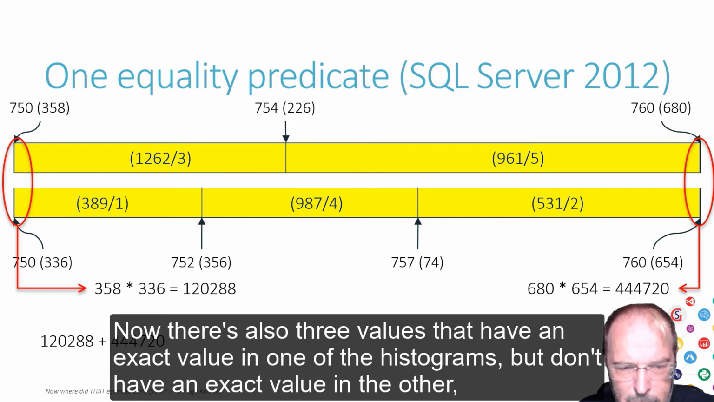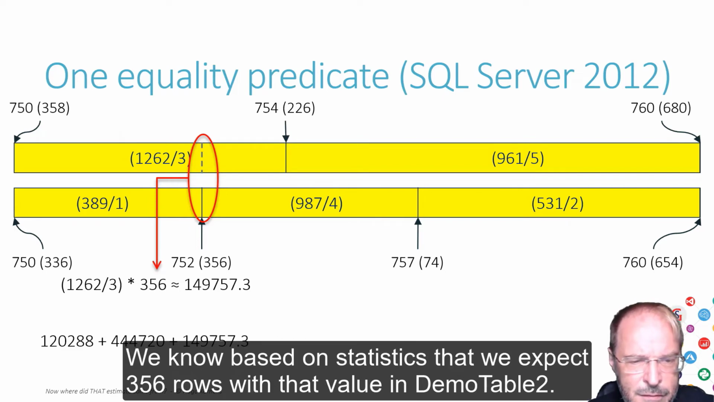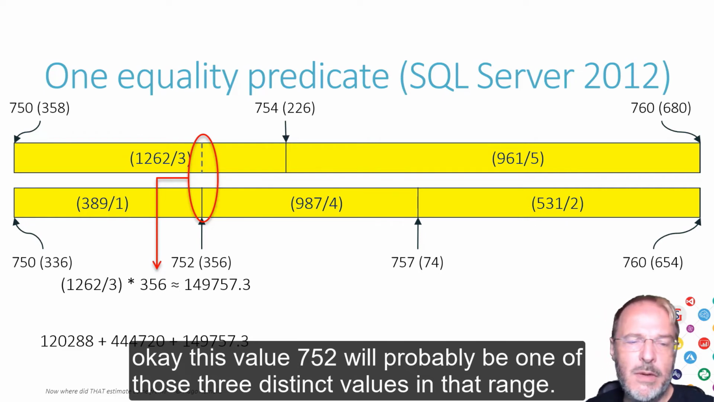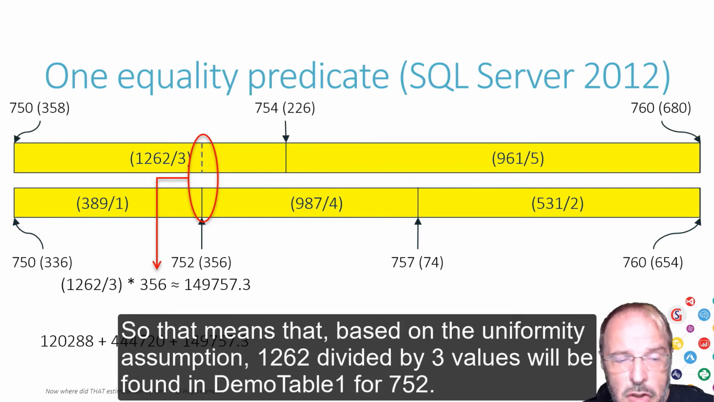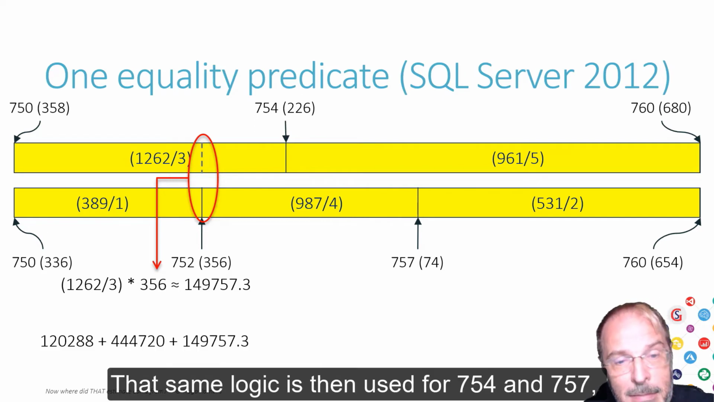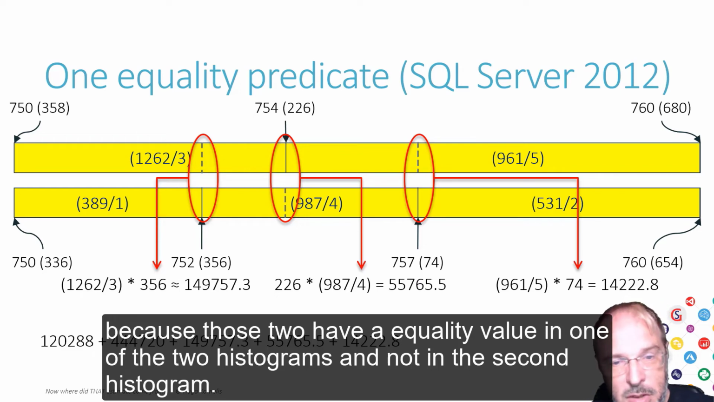Now there are also 3 values that have an exact value in one of the histograms, but don't have an exact value in the other, like for instance the value 752. We know based on statistics that we expect 356 rows with that value in demo table 2. For demo table 1, we are going to use the containment assumption and say, okay, this value 752 will probably be one of those 3 distinct values in that range. So based on the uniformity assumption, 1262 divided by 3 values will be found in demo table 1 for 752. We multiply that by the 356 in demo table 2 for approximately 150,000. That same logic is then used for 754 and 757 because those two have an equality value in one of the two histograms and not in the second histogram.